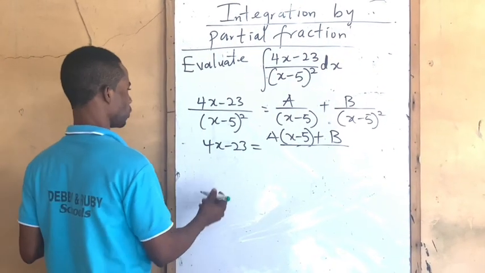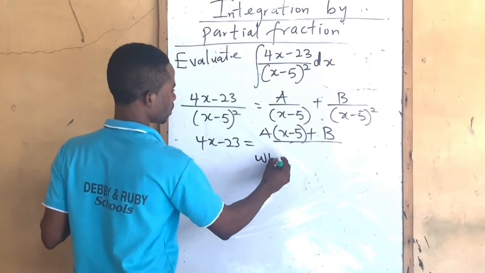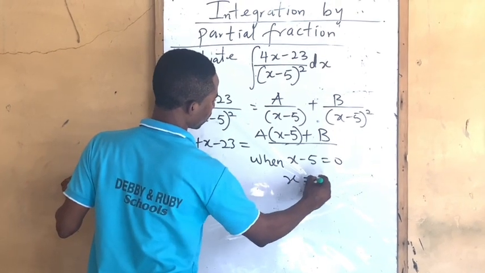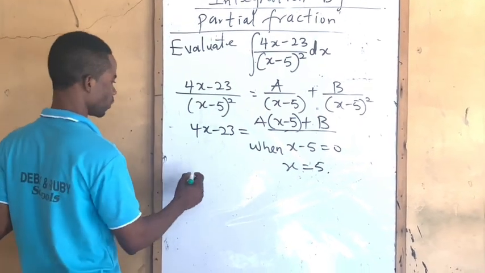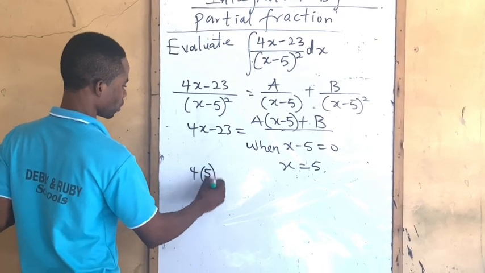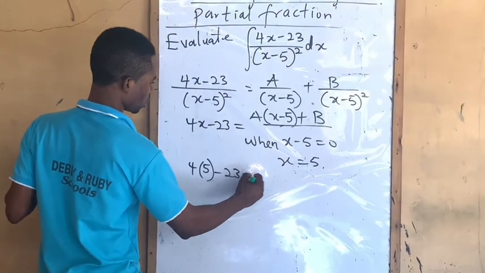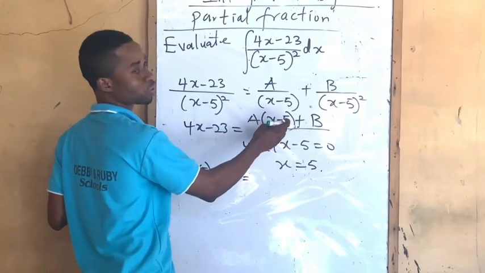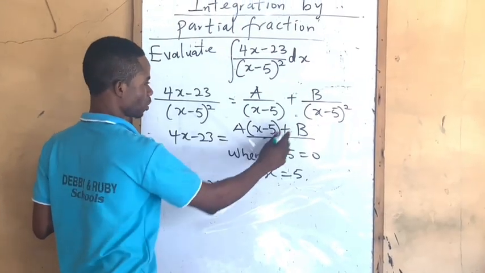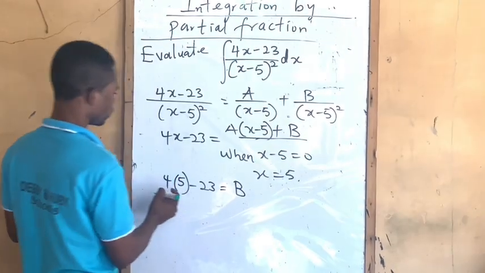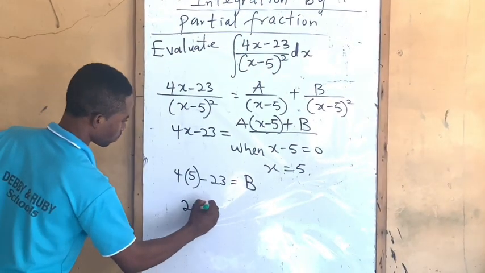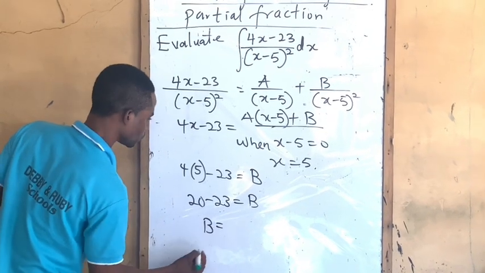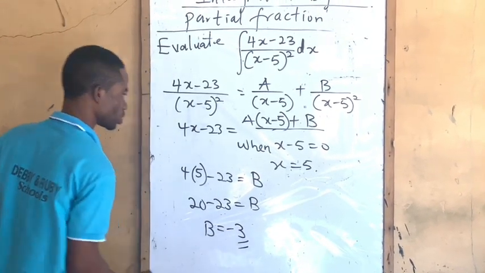Now, when x minus 5 equals 0, that means x equals 5. So we substitute 5: 4 times 5 minus 23 equals B. If I put 5 here, 5 minus 5 is 0, so everything here will come to 0, and that leaves B. That is 20 minus 23 equals B, which means B equals minus 3.